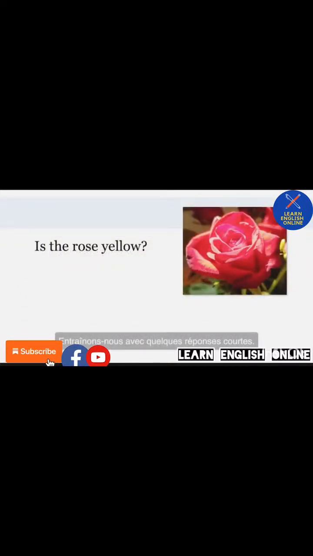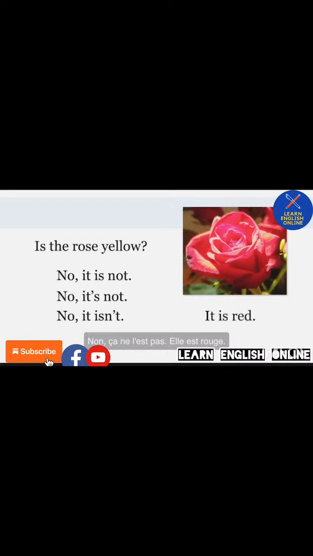Let's practice with some short answers. Is the rose yellow? No. No, it is not. No, it's not. No, it isn't. It is red. All 3 of these negative answers mean the exact same thing. It's just your choice. Which one do you want to use?